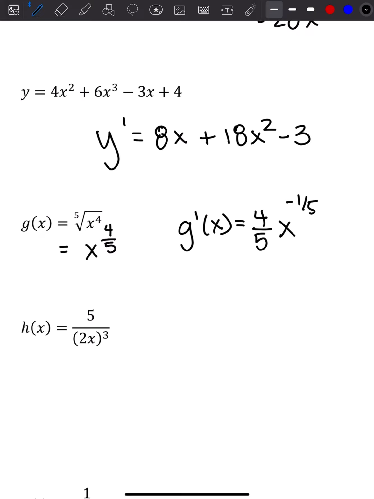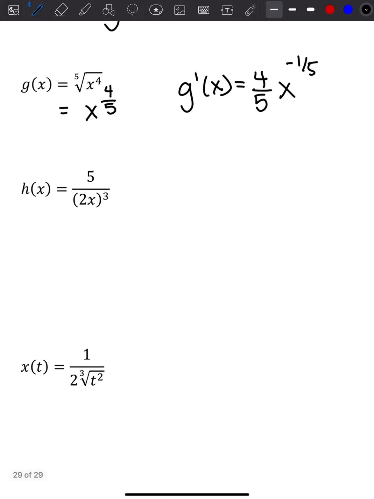I could take time to move it back to look like what it started out as, but it really just depends on the problem and what we're doing with it to decide what is the best course of action after we get to that point. So for this one, I have not talked about chain rule, so we are not going to use chain rule.